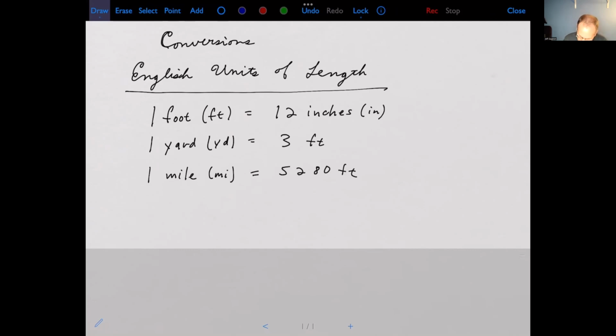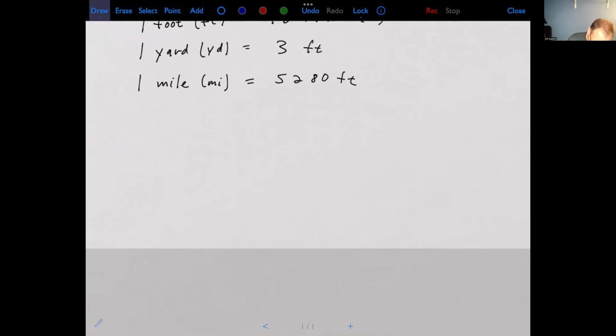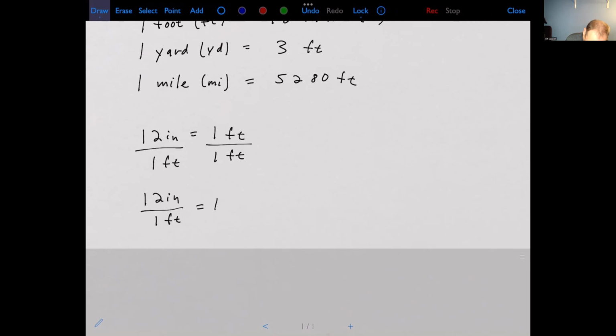Okay, so first of all, let's say I write 12 inches is equal to 1 foot. Notice that I can divide both sides by 1 foot. And on the right-hand side, everything cancels. So I get 12 inches over 1 foot is equal to 1. I could have also divided both sides by 12 inches.